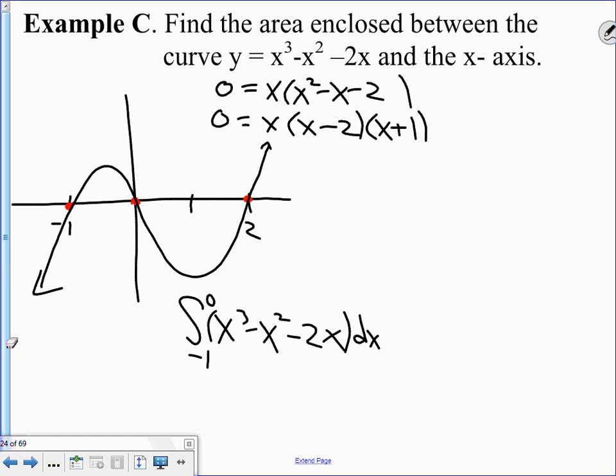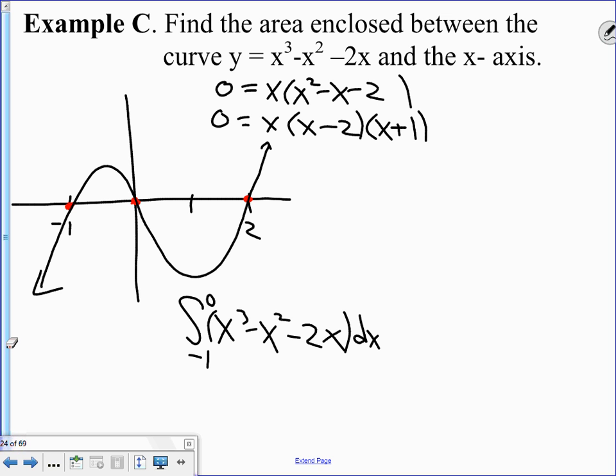Ooh, you could switch the limits of integration and say plus the definite integral from 2 to 0. That's great. You want to do it that way? Or what else could you do? Opposite value. You could just subtract the definite integral from 0 to 2. What do you guys like better? Subtracting the definite integral from 0 to 2 or adding the definite integral from 2 to 0? They're the same. Oh, you like the adding.